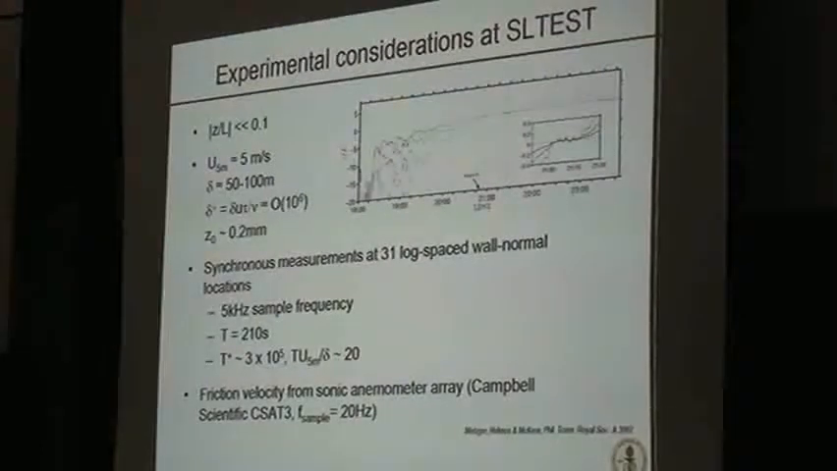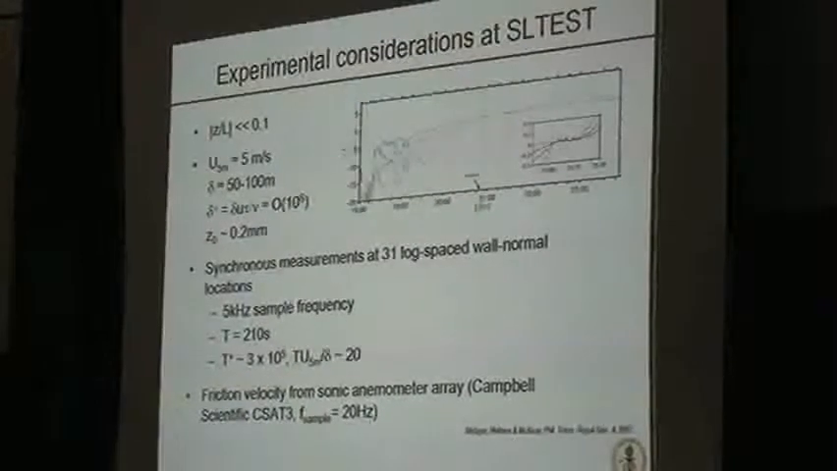Certainly you'd want to run longer than that if you were in a wind tunnel. But as I'll show you, you still get some useful trends from it. We were able to use the sonic anemometer array to give us an estimate of the friction velocity, and as I mentioned, that was sampled at 20 hertz.